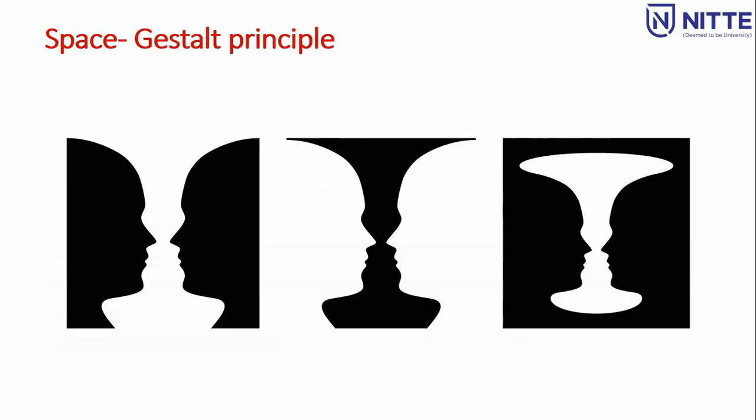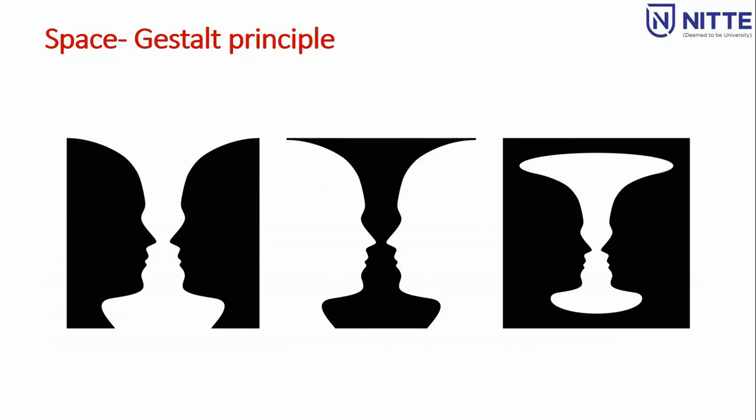Previously, I was talking about shapes. I told you about negative and positive shapes. Now let's see what this space is. This is an example of a positive and a negative space, and this is a famous example of the Gestalt principle. Here it talks about the illusion of a vase.